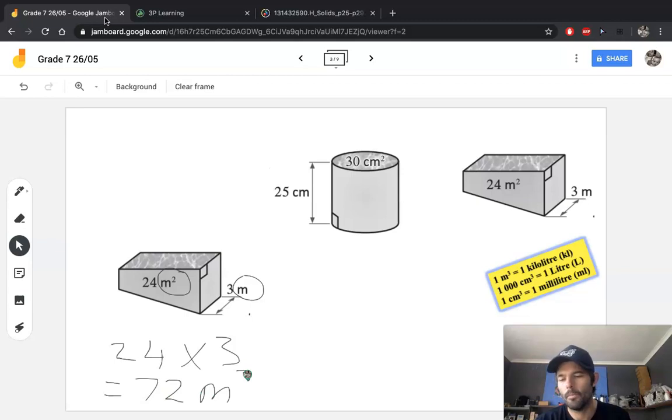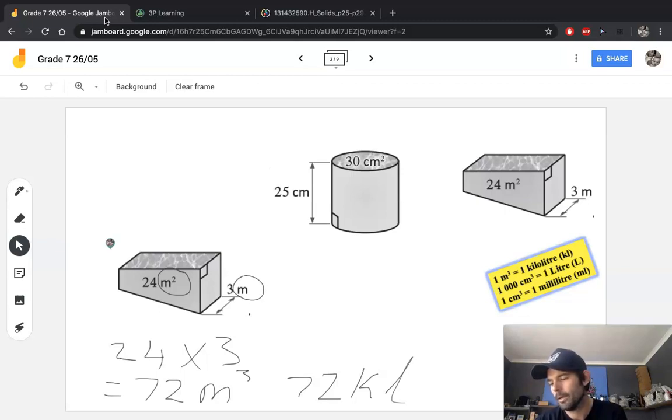And we can see from the yellow box on the right that 1 meter cubed is 1 kiloliter or 1,000 liters. So therefore 72 meters cubed is 72 kiloliters. Okay, and there is your answer in liters, 72,000 liters. Okay, so that's your answer for your first shape.